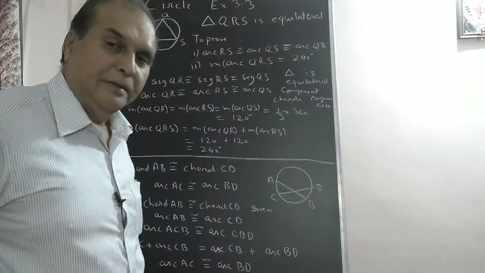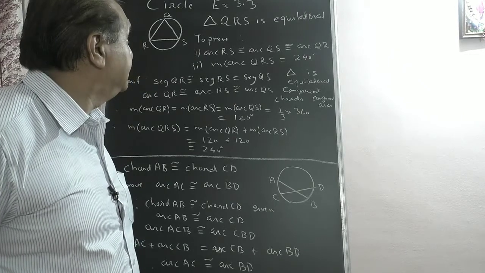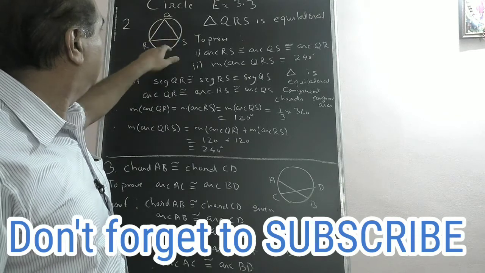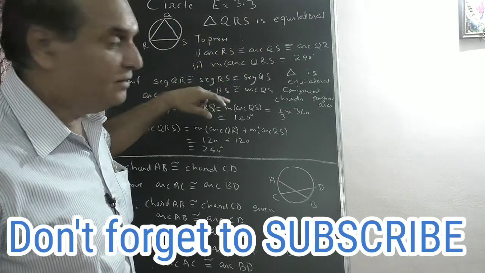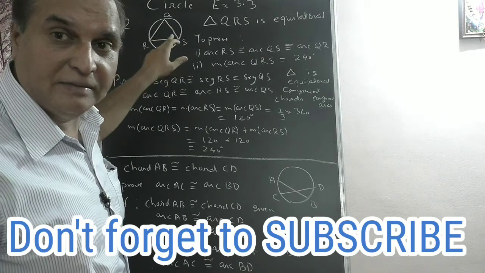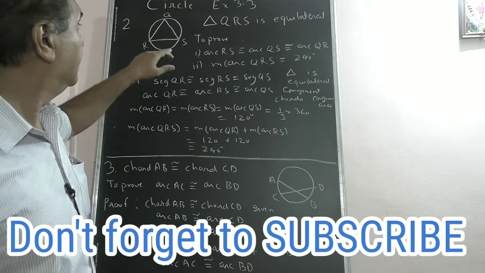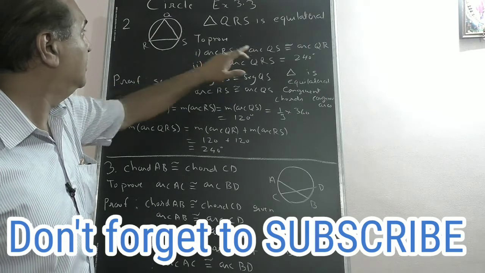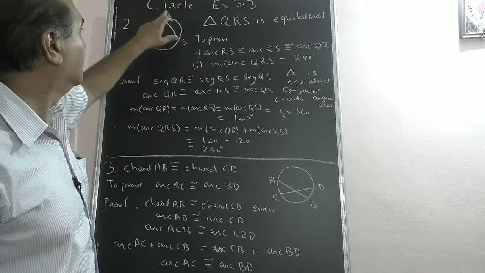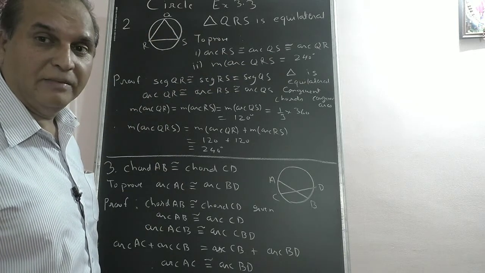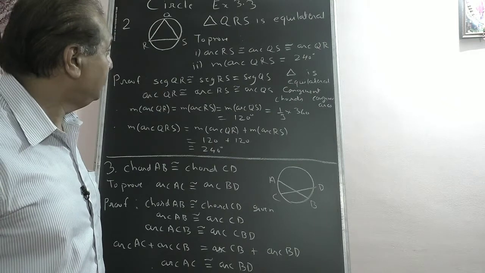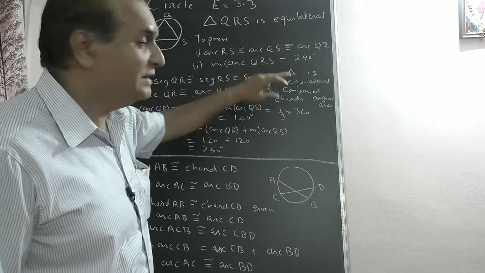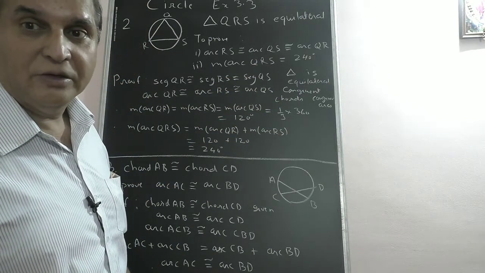We'll go ahead with the second sum. See what is given properly. Triangle QRS is equilateral, and it is inscribed in a circle. And what you have to prove? Arc RS congruent to arc QS congruent to arc QR. These three arcs made by the triangle are congruent. So how to prove? And again, the second proof: measure of arc QRS is 240 degrees. This you have to prove.